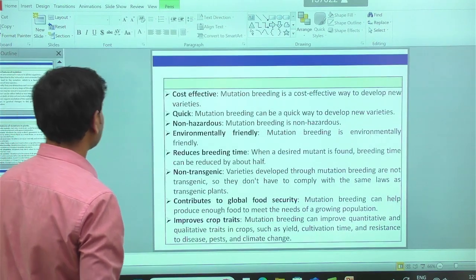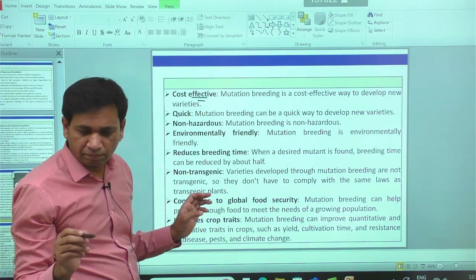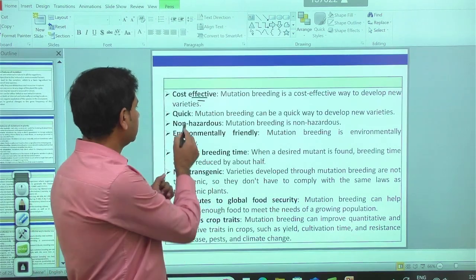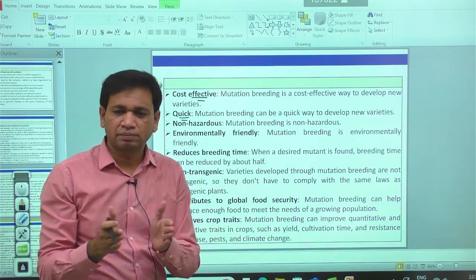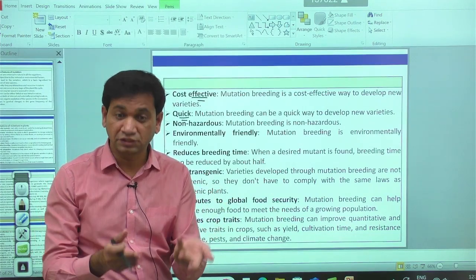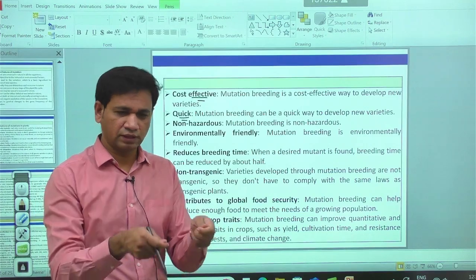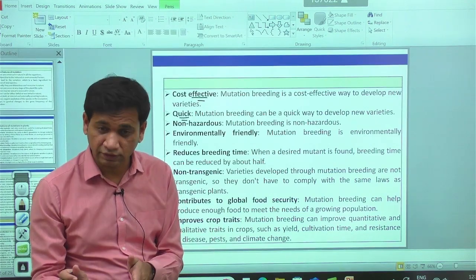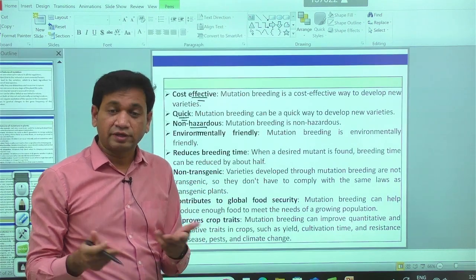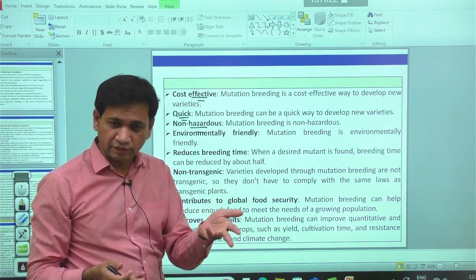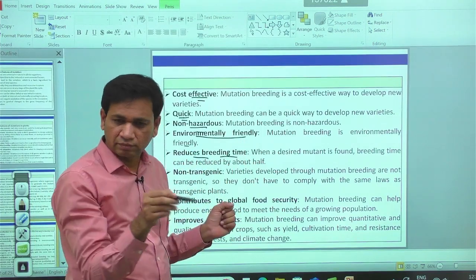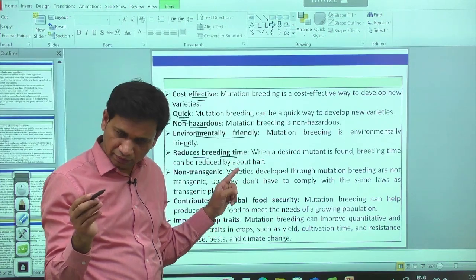Another application: it is cost effective compared to other breeding techniques. With lesser cost, development of mutant varieties is possible. It is also a very quick method; within a shorter period, development of a variety is possible. But in conventional breeding, we have to go for 7 to 8 generations. Here, after a single treatment, we can change characters quickly. That is one advantage we have. According to experiments, it is non-toxic and non-hazardous to the ecosystem. It is an environmentally friendly technique, and it reduces the breeding time from 7 to 8 generations to 1 generation or a maximum of 2 generations.